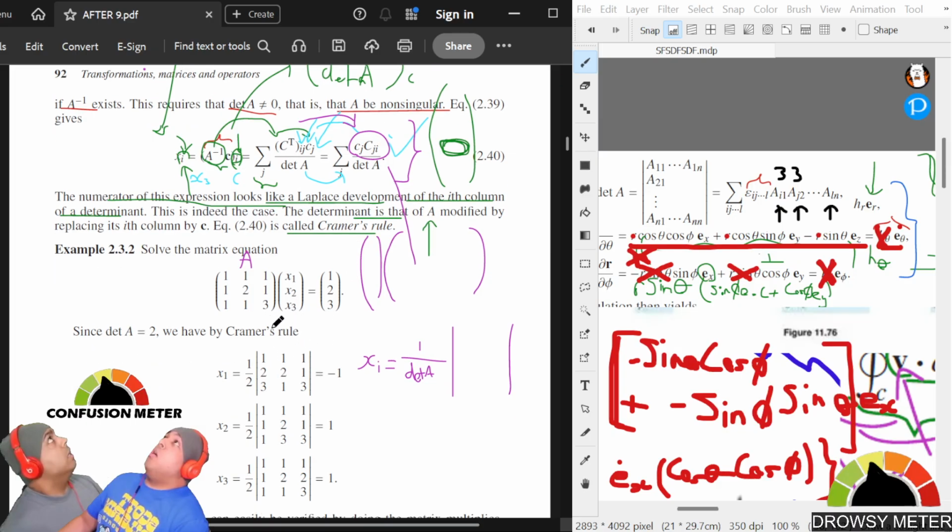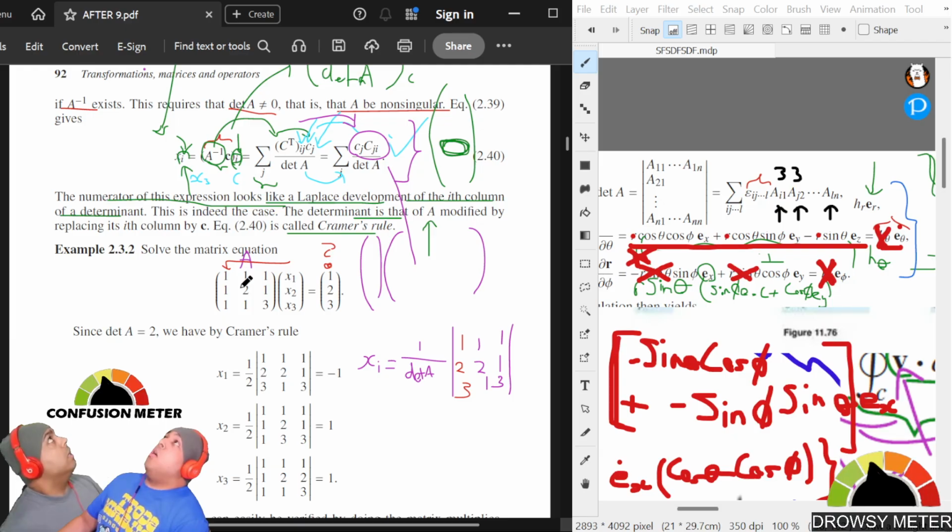1 2 1, 1 1 3, 1 2 3. Okay, 1 2 1, 1 1 3, and we just put our C vector into here. Apparently that is CJI. Determinant. Cofactor.